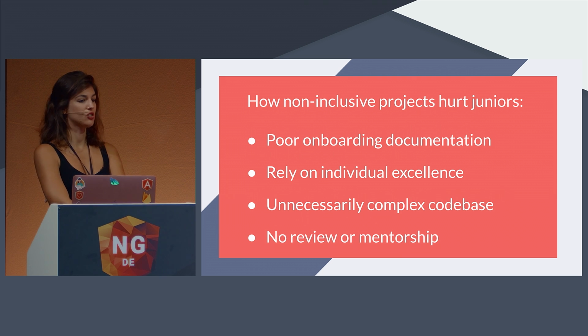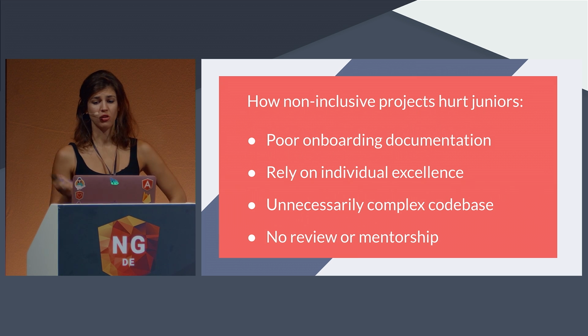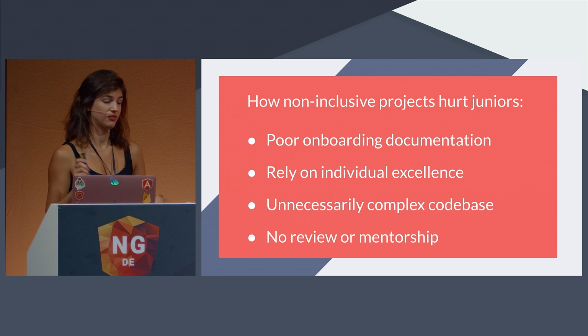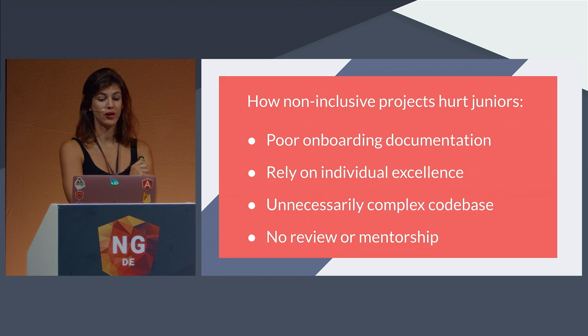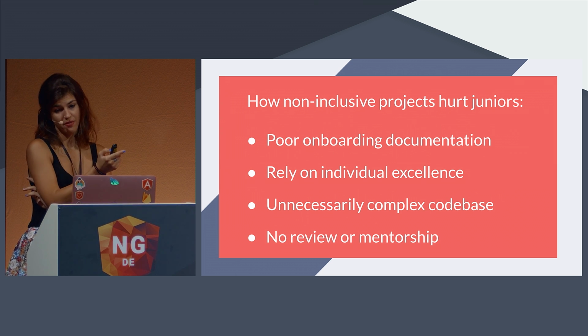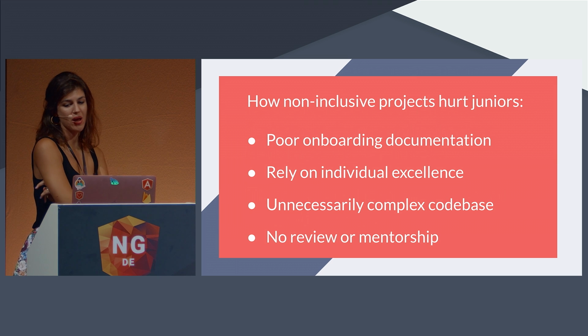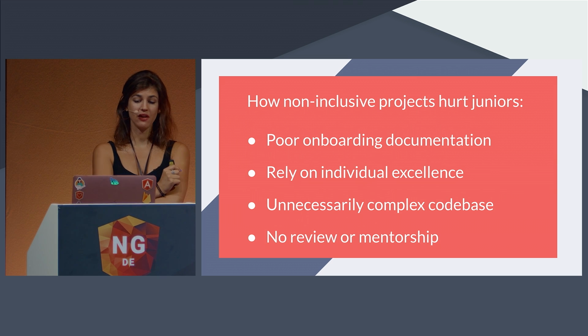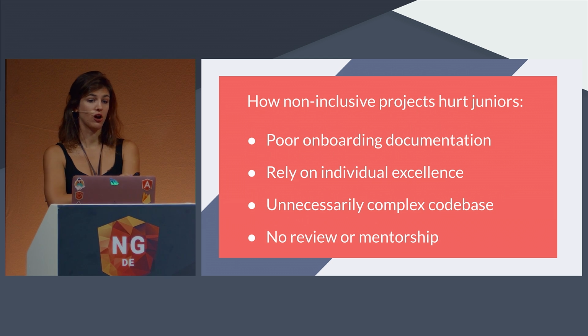Here are some great examples of why juniors fail on their teams. There might be poor onboarding documentation. Juniors always have to ask questions about everything, and there's no reference that they can look up on their own. Also, some teams rely on individual excellence. Seniors have to micromanage juniors to make sure they don't make mistakes, because the mistakes the juniors make might directly affect users negatively. Basically, if you rely on individual excellence, then you can't really afford to hire juniors because they need to be babysat. Also, you might have an unnecessarily complex code base.